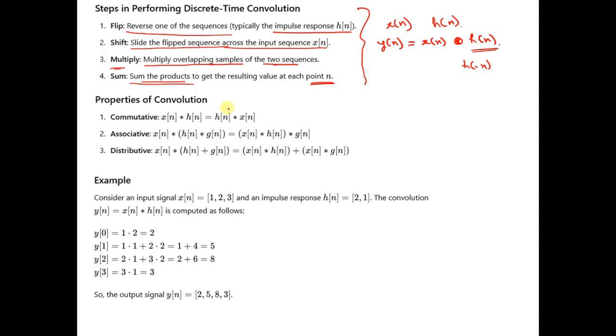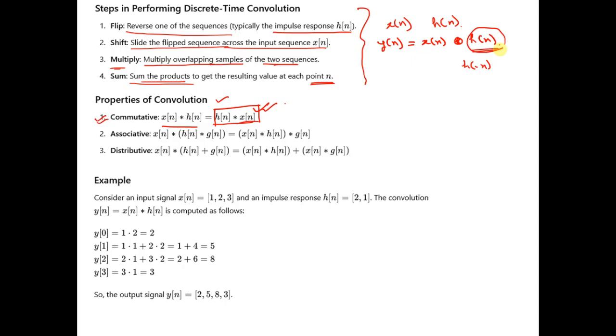So, properties of convolution. We have commutative: x[n] convolved with h[n] is equal to h[n] convolved with x[n]. Now suppose I give you this equation, which signal do I need to reverse? x[n] I need to reverse. h[n] will be in the proper sequence. So whatever is in the second position, that signal needs to be reversed to get this convolution summation.